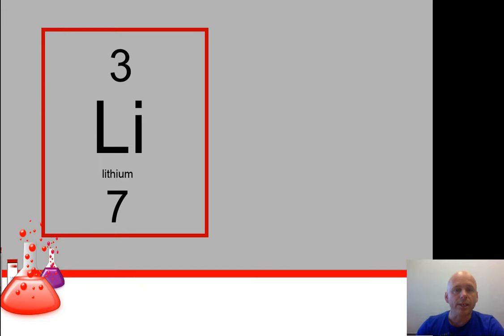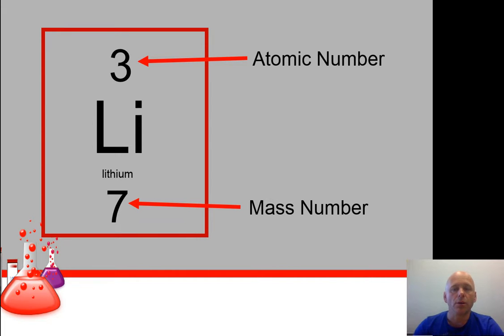Alright, if we take a look at one of these elements, and this one's lithium, on the periodic table you'll notice two numbers. You'll see a symbol in the middle, of course. The top number is called the atomic number. The bottom number is called the mass number. The atomic number equals the number of protons in the nucleus of the lithium atom. Okay, so the lithium atom has 3 protons. It also has 3 electrons, because protons equals electrons in an atom. The bottom number is the mass number. This is the number of protons and neutrons in the nucleus.